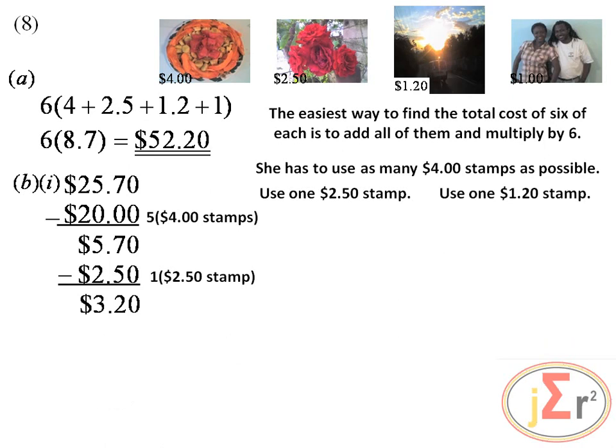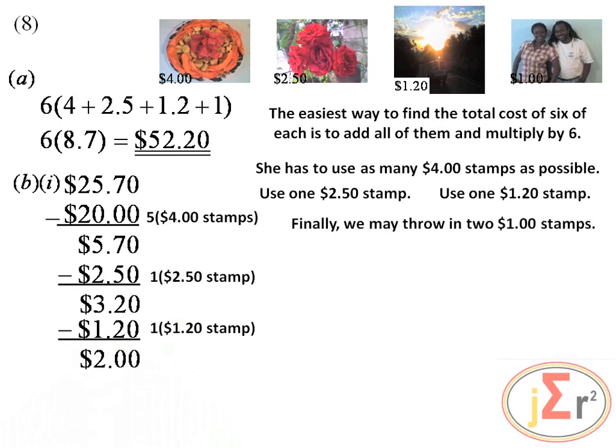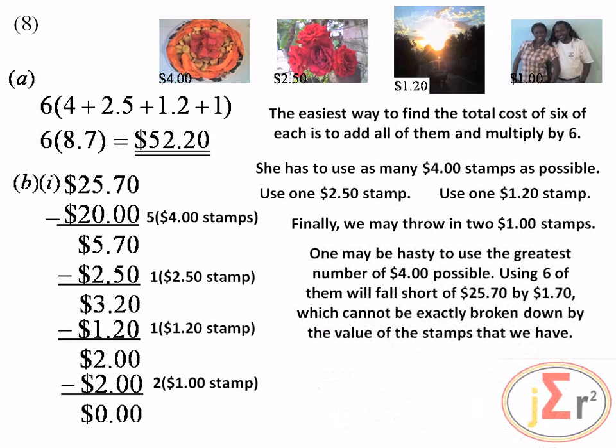$3.20. We will next use another $1.20 stamp. So a single $1.20 stamp in this case, take $1.20 from $3.20, and we will get $2. Finally, we will throw in 2 $1 stamps. Right. And her money will be reduced to $0.00. So we have completed our task.